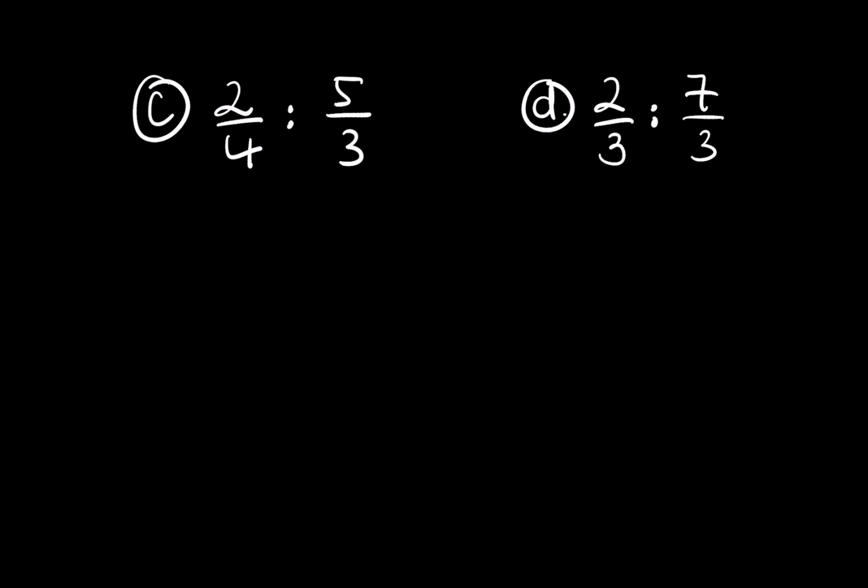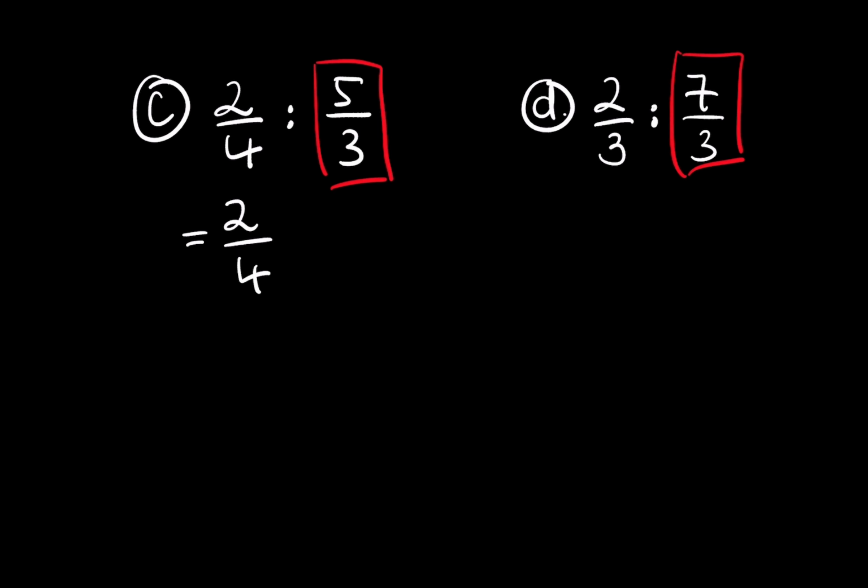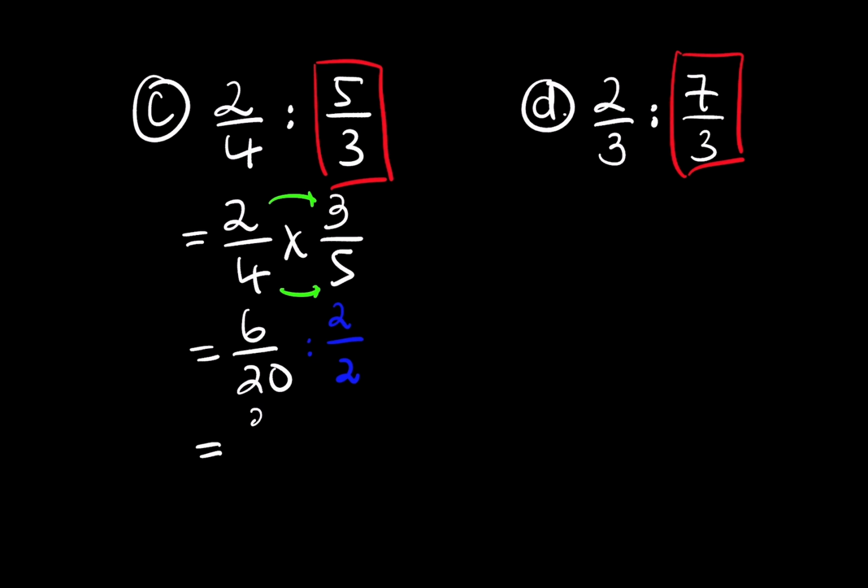Now you can do the same. Remember that you have to do reciprocal for the second fraction. Now we can see that 2 out of 4, reciprocal, 3 out of 5, then you times, this is going to be 6 out of 20. This can be simplified by dividing with 2 both. Then this is going to be 3 out of 10.